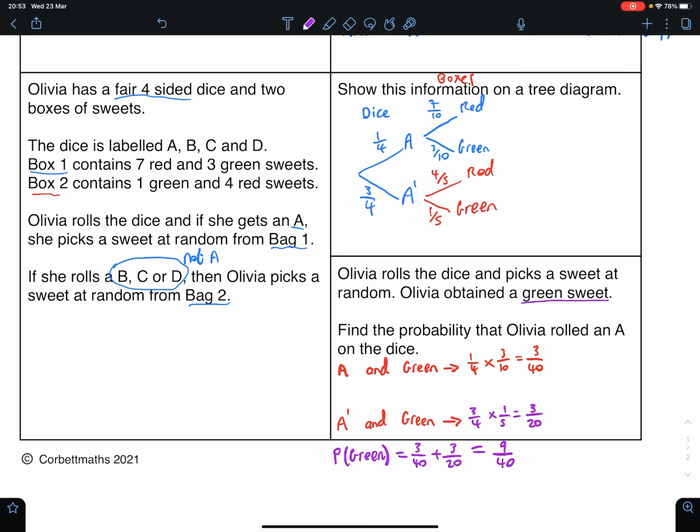Okay, and we want to work out the probability that Olivia rolled an A on the dice. So we take this situation and we divide that by 9/40, like that. And using a calculator, it would simply give you that it's equal to 1/3.